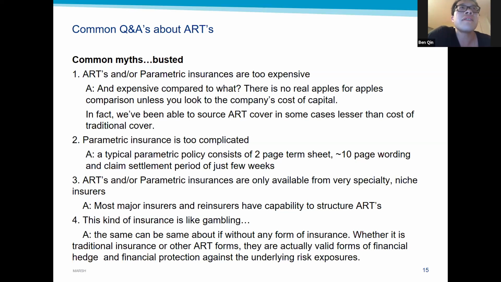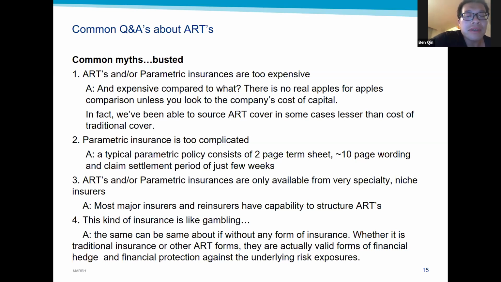So this is where you actually say, well, if we are using ARTs or parametrics to plug in a gap where traditional insurance can't address, and we're not comparing apples for apples. If we're not, all you're doing is simply comparing the cost of an apple versus the cost of an orange, right? It's a very different thing.